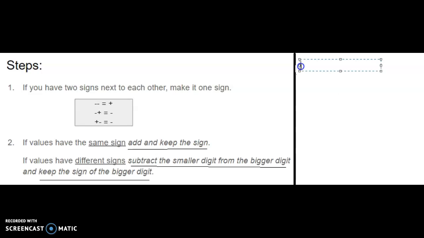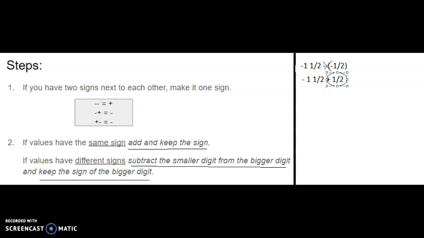So here it is. We have -1.5 minus -1/2. Two signs next to each other cancel out and make one sign. Two negatives make a positive. Okay, so now we have -1.5 plus 1/2. Now let's look and see if the signs are the same or different.